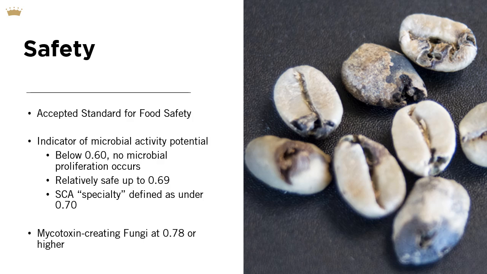Established levels for these microbes are pretty firm. Below a water activity range of 0.6, no microbial proliferation occurs, and foods are generally considered to be free from potential for new contamination. Relative safety can be assured up to about the level of 0.69, and thus the SCA has posted that a coffee may no longer be considered specialty if its water activity level is at 0.7 or above. Of particular interest to coffee folks are the mold types that might contain what are known as mycotoxins or ochratoxins, and these are known hazards to health.